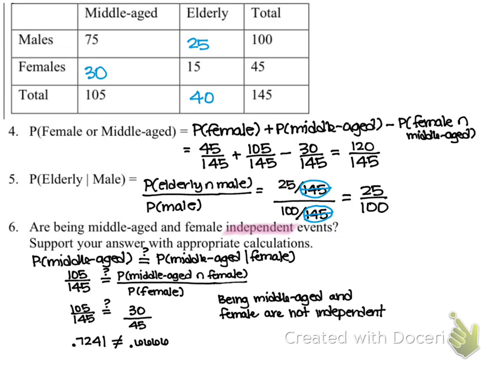And as a reminder, if events are not independent, then we would say yes, there is an association between them. Now, we don't know if it's any type of cause and effect. We just know that there is some sort of an association between the two events.